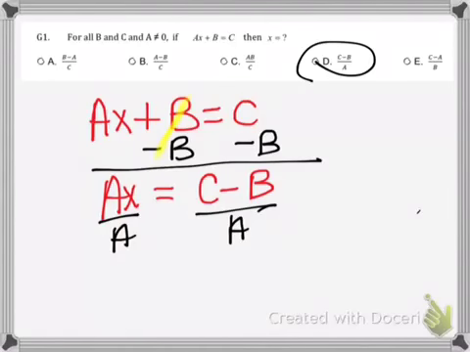Okay, for this test, the first question says, for all b and c, and a does not equal 0, if ax plus b equals c, then x equals what? So it wants you to solve for x.